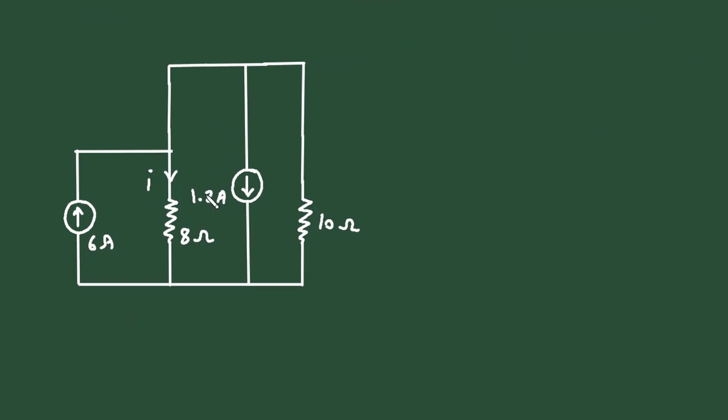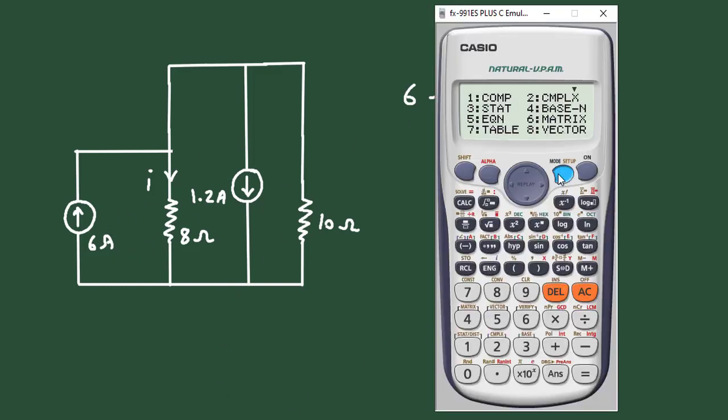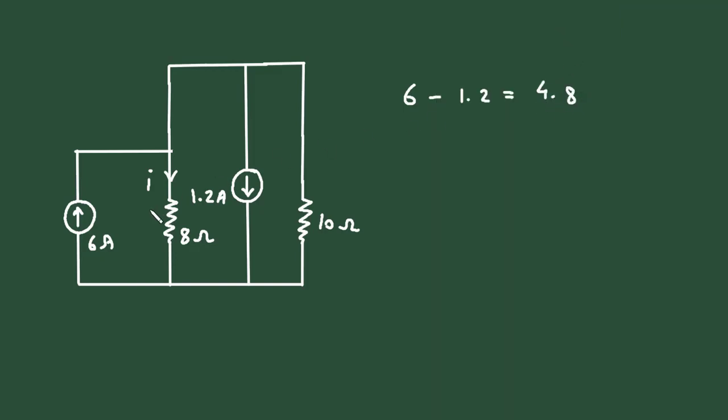Now here we can see this 1.2 ampere is downward and this 6 ampere is upward. So it will be 6 ampere minus 1.2 ampere. Or we can simply write 6 minus 1.2, and it will be equal to 4.8 ampere. Since this 6 ampere is greater than this 1.2 and the direction of this 6 ampere is upward, the resultant will also be upward.